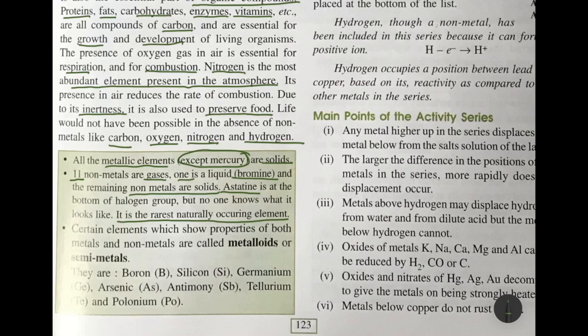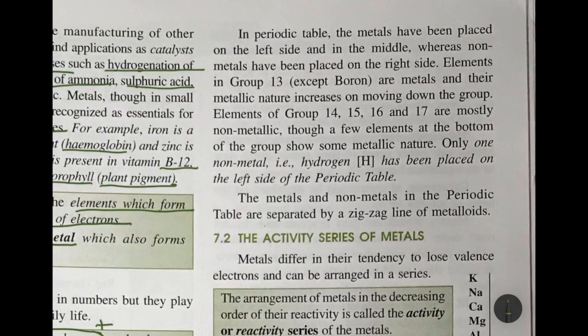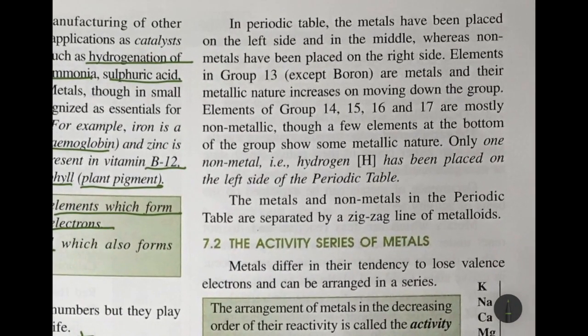Now certain elements are present which show the properties of both metals and non-metals. They are also known as semi-metals, or you know it better as metalloids. Okay, they are boron, silicon, germanium, arsenic, antimony, tellurium, and polonium. So please remember, metalloids have the properties of both metals and non-metals.